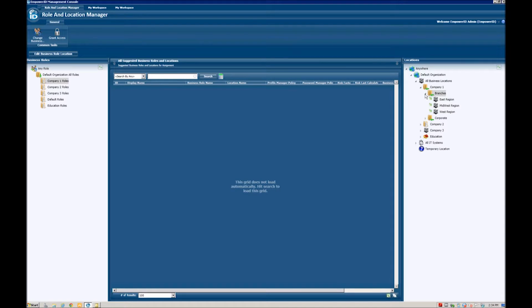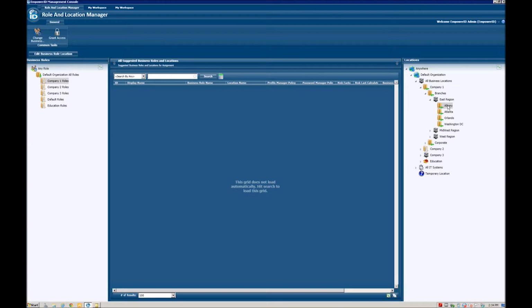So we'll create these upper level parent nodes for regions: an East region, a Midwest region, and a West region. That will give us an anchor point for doing delegations and other assignments based on the region. And then we further break down our regions into our branch locations here.